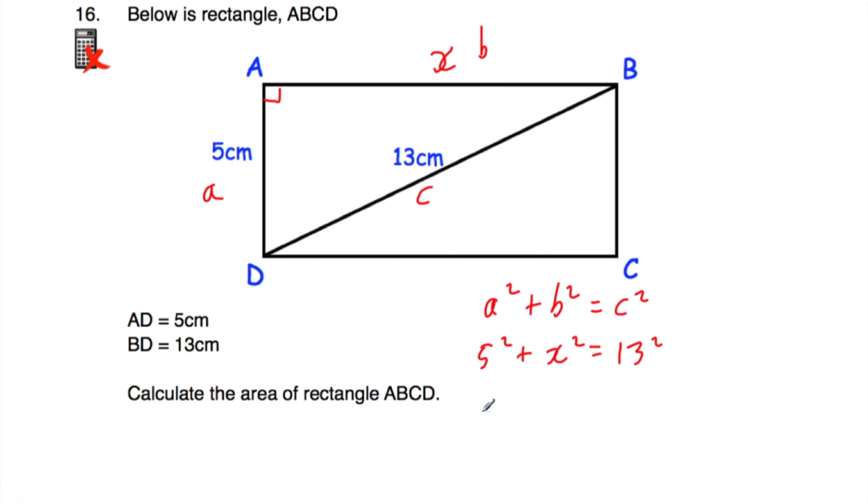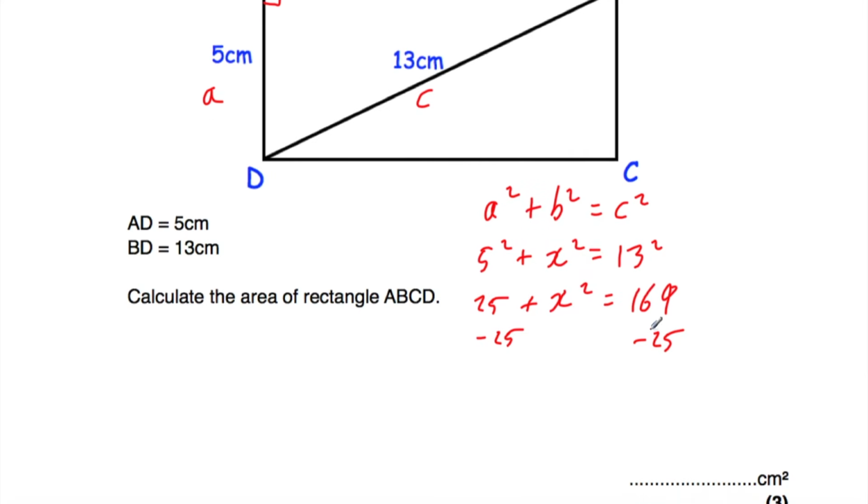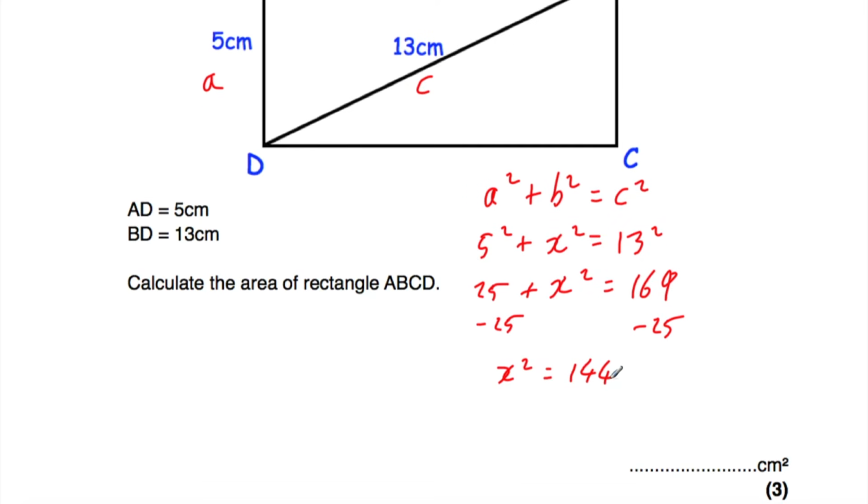5 times 5 is 25, so we've got 25 plus x squared is equal to 13 squared, and 13 times 13 is 169. So we've got 25 plus x squared is equal to 169. This is a non-calculator question, so we want to solve this equation without using a calculator. So let's take away 25 from both sides, and on our left-hand side we'll just be left with x squared, and on our right-hand side we'll have 169 take away 25, that's 144. So x squared is equal to 144.